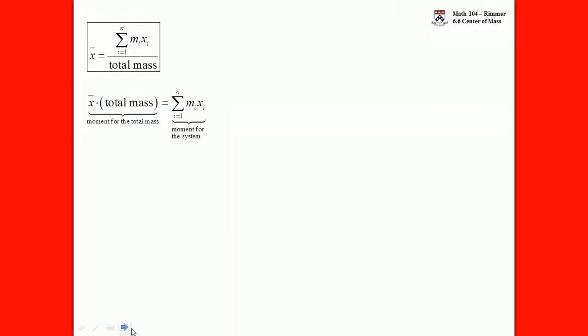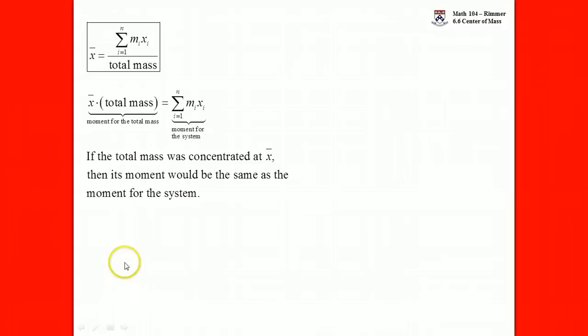Okay. Multiplying by the total mass, what I get is basically an explanation that if the total mass were concentrated at that place X bar, then its moment would be the same as the moment for the whole system. The numerator on the left-hand side here, and if I multiply by total mass, I get the left-hand side here and the right-hand side here.